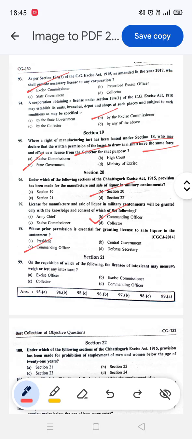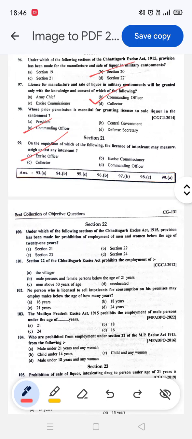Question number 99. On the requisition of which of the following may the licensed intoxicant measure, weigh or test any intoxicant? So here the excise officer is empowered.